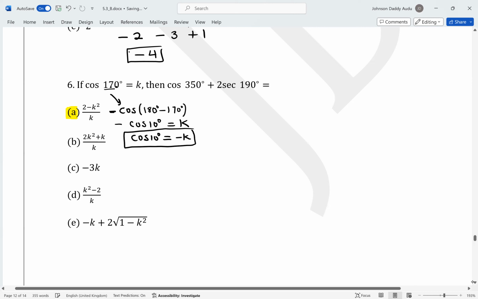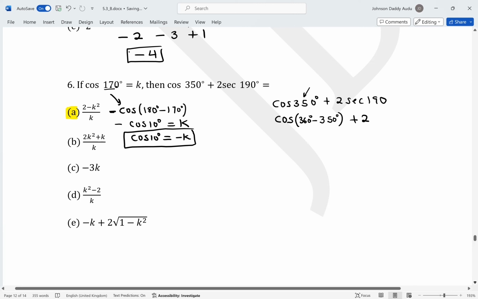Okay. So now let's come and use it here. You have cosine 350 degrees plus 2 sec 190. So what is cosine 350? If you look at this, 350 is in which quadrant? It is in the fourth quadrant. And in the fourth quadrant, cosine is positive. So using the reference angle theorem, this is going to be cosine of 360 minus 350 degrees. Then plus 2 sec 190. What is 190? If you look at 190, it is in which quadrant? It is in the third quadrant, right?